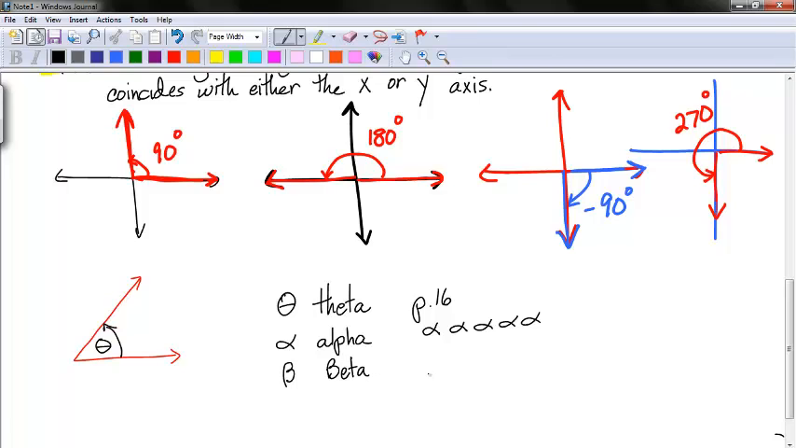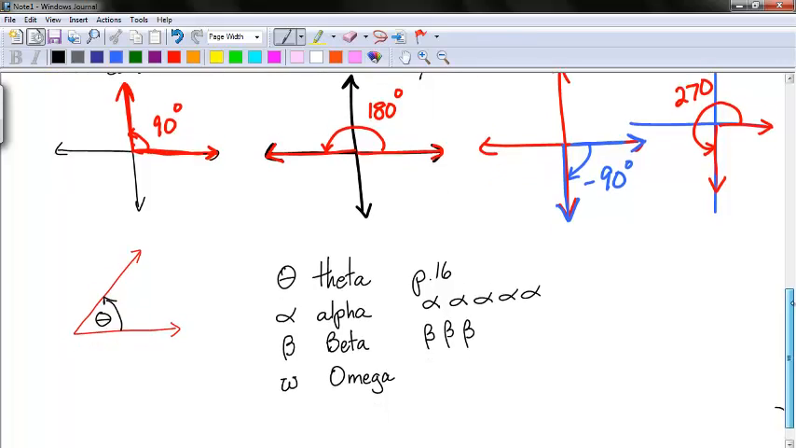And the easiest way to make that, you start at the bottom. Okay, beta. Another one that we will use is omega. It looks like a W. Don't call it W. It's omega.